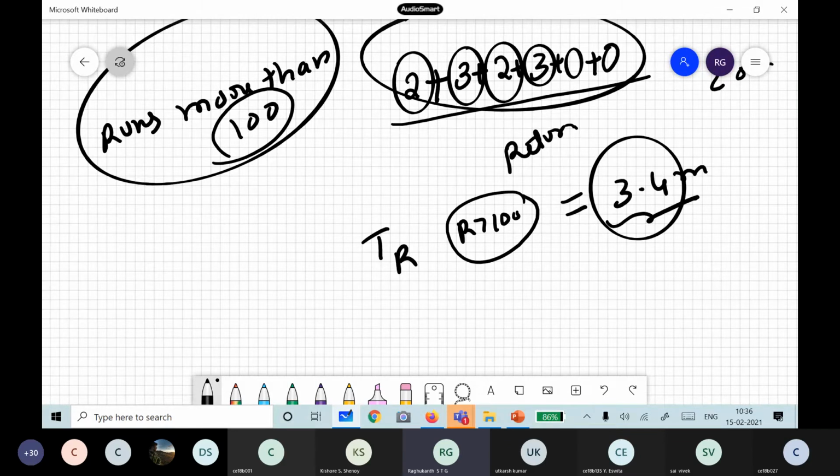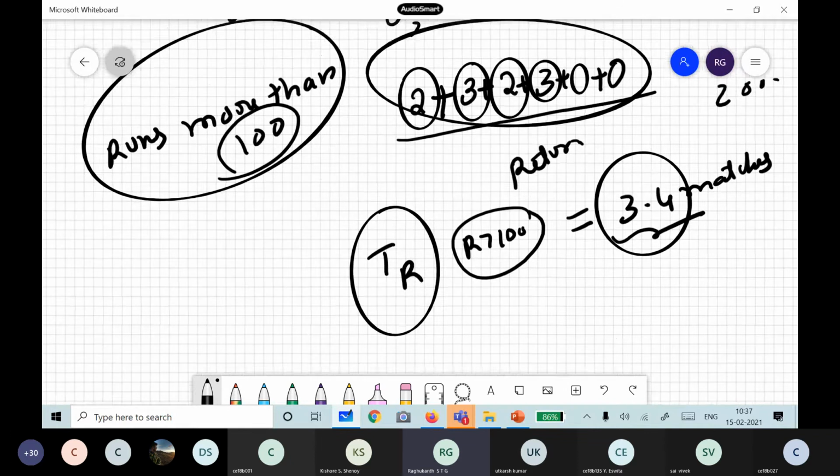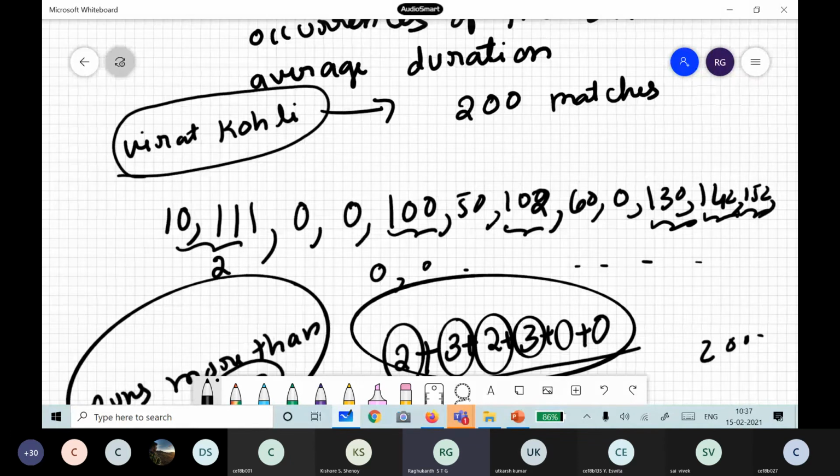So what does it tell me? On average, Virat Kohli will hit a century, or runs of more than 100, in 3.4 matches. If you round it off, maybe you can round it to 3 or to 4 matches. This is what we call the return period. The return period tells you the average duration between these two events. This is how the return period is defined.